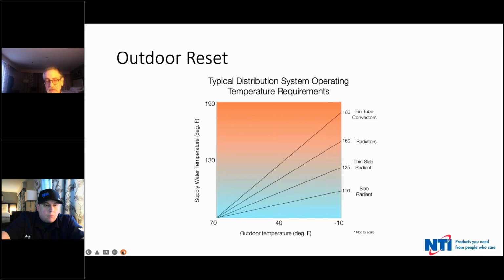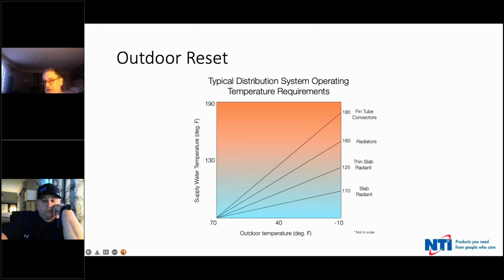And so this is how that looks. Again, if we look at 70 being the baseline, we're designing for 70. And as the outdoor temperature falls, the outlet temperature going to the system temperature has to rise. And these are typical. Obviously, each system's going to be a little different. But, let's say a fin tube baseboard is going to need to have its temperature increase much more rapidly and have a much higher target temperature than a radiant floor.